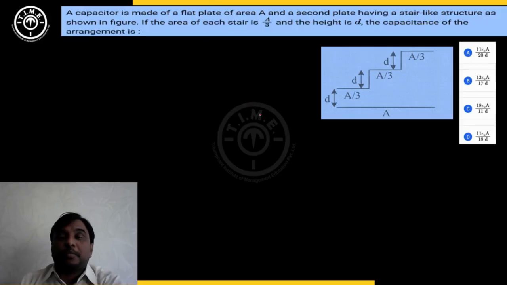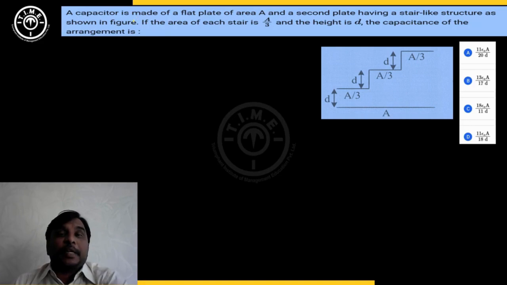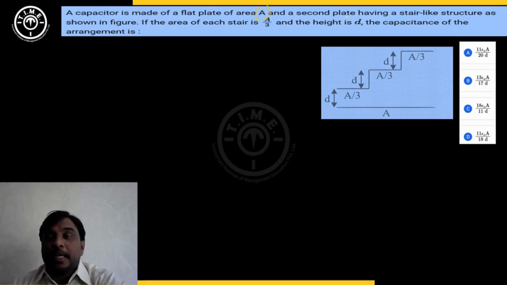Now moving to the next question. This also is interesting only. A capacitor is made of a flat plate of area A and a second plate having a stair-like structure as shown in the figure. The area of each stair is A by 3. Height is D. Find the capacitance of the arrangement.